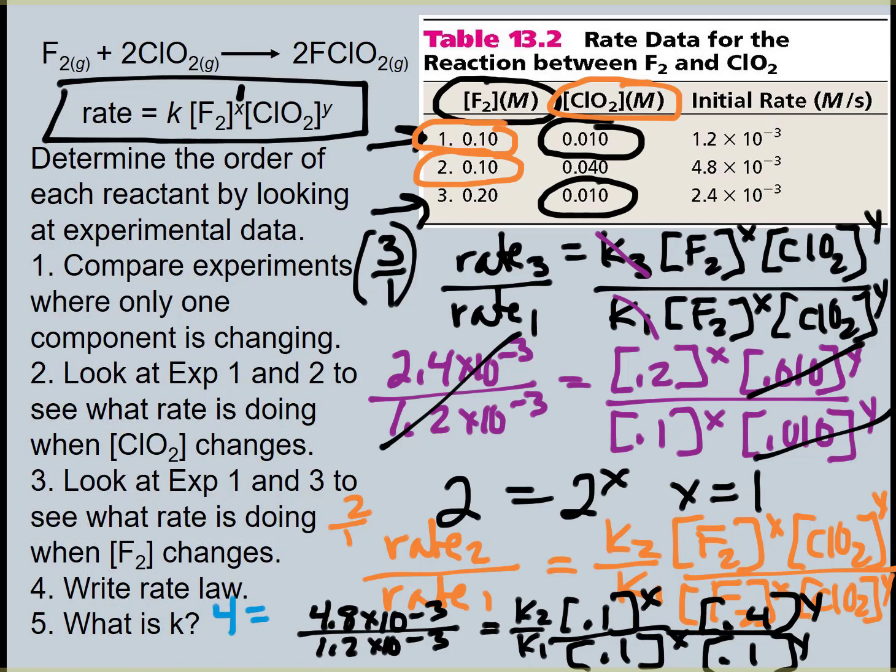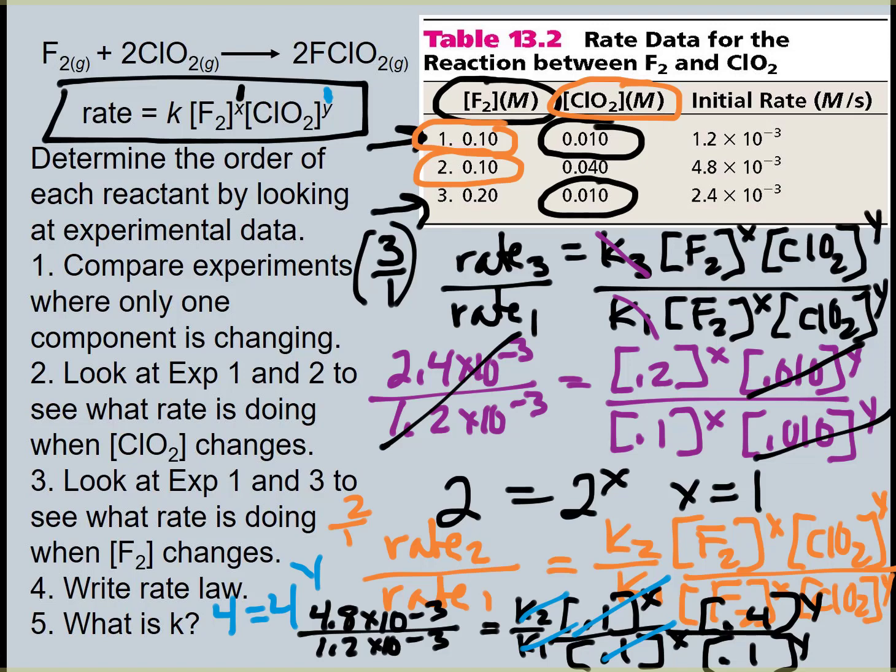So I have 4 is equal to, I can cancel all this out, and then I have 0.4 divided by 0.1 to the y. So I'm going to have 4 to the y. What would y be? What does that number have to be for 4 to equal 4 to the y? It's going to be a 1. So then I can put in my rate law that this y is a 1.